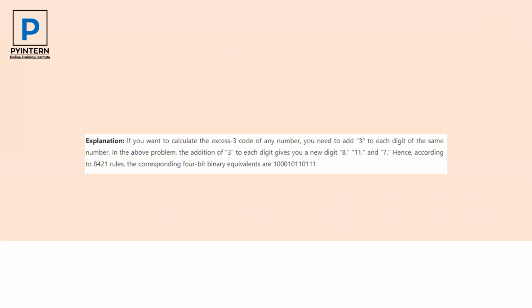If you want to calculate the Excess-3 code of any number, you need to add 3 to each digit of the same number in the above problem. The addition of 3 to each digit gives the new digits 8, 11, 7. Hence, according to the 8421 rule, the corresponding 4-bit binary equivalent is 1001 0110 1011 1.